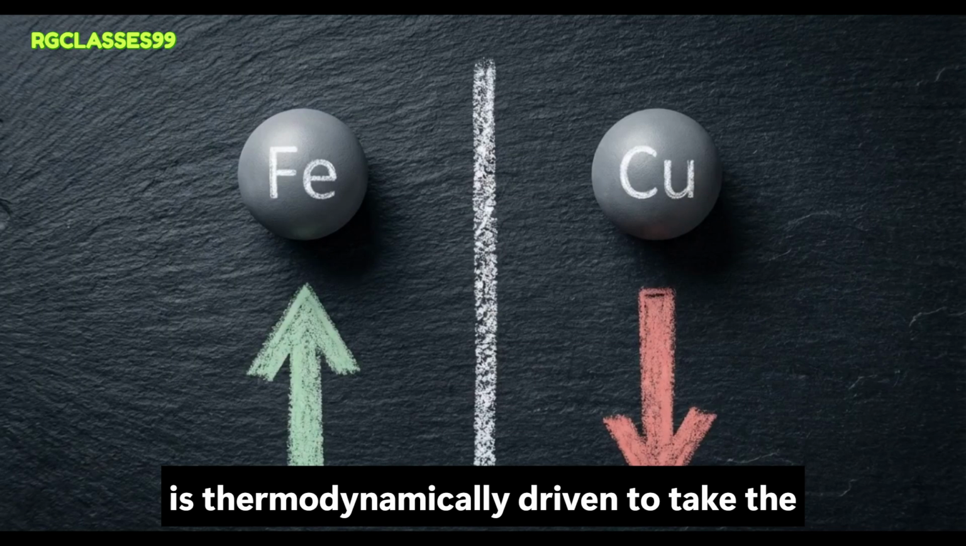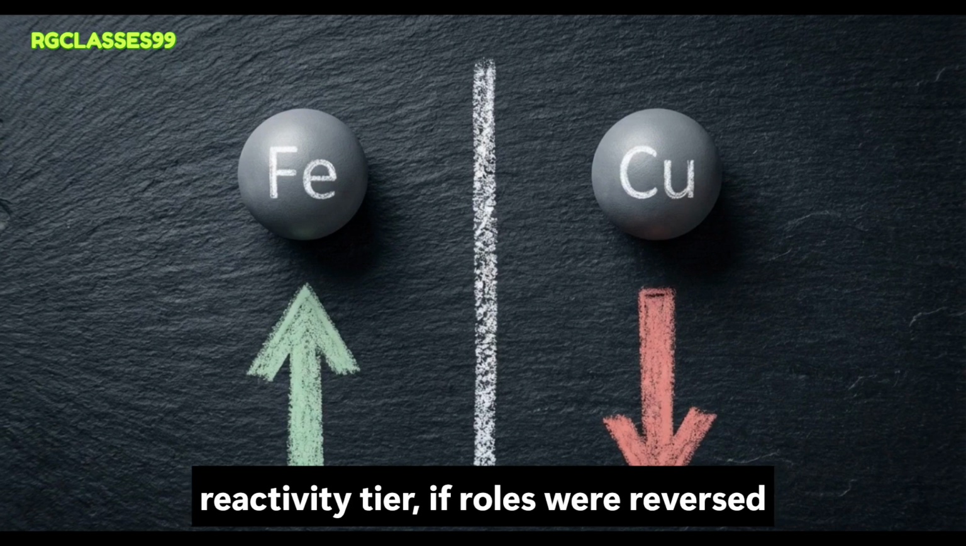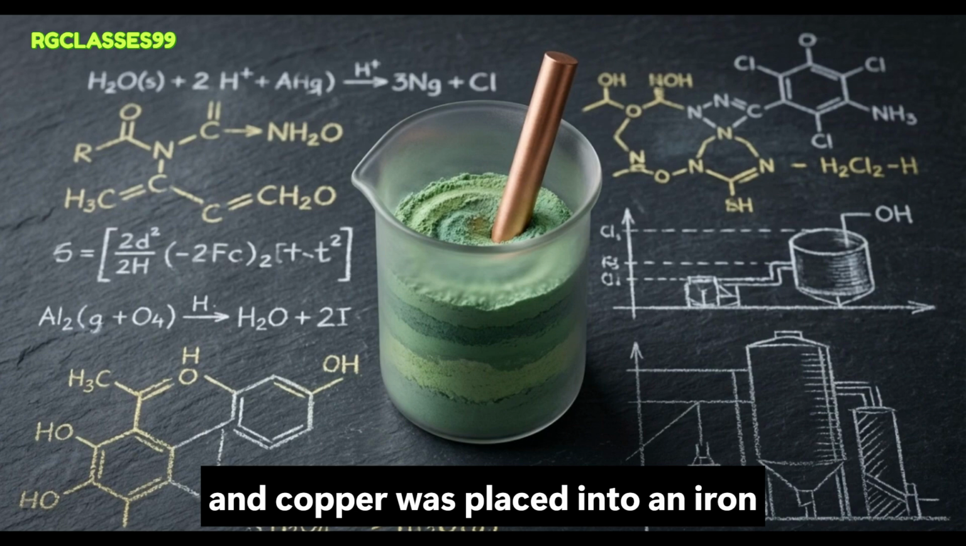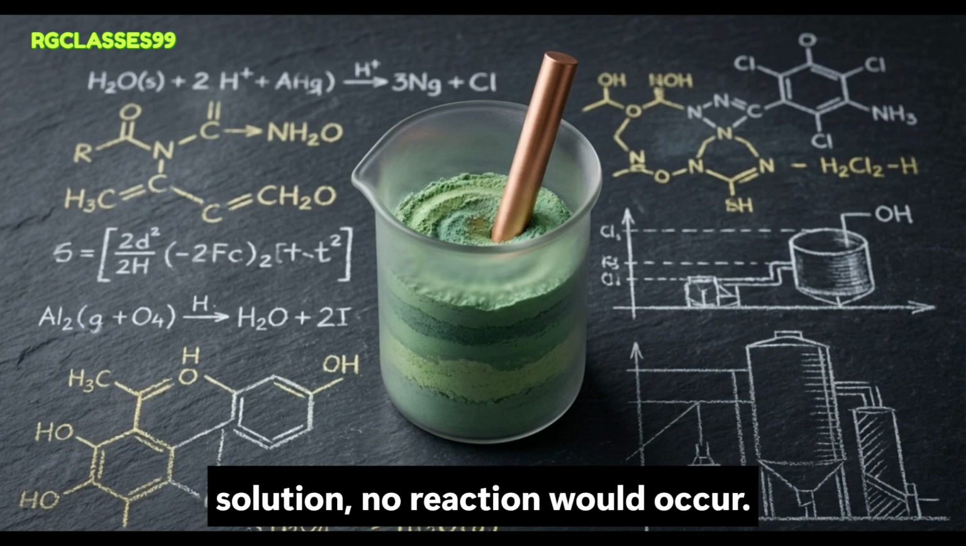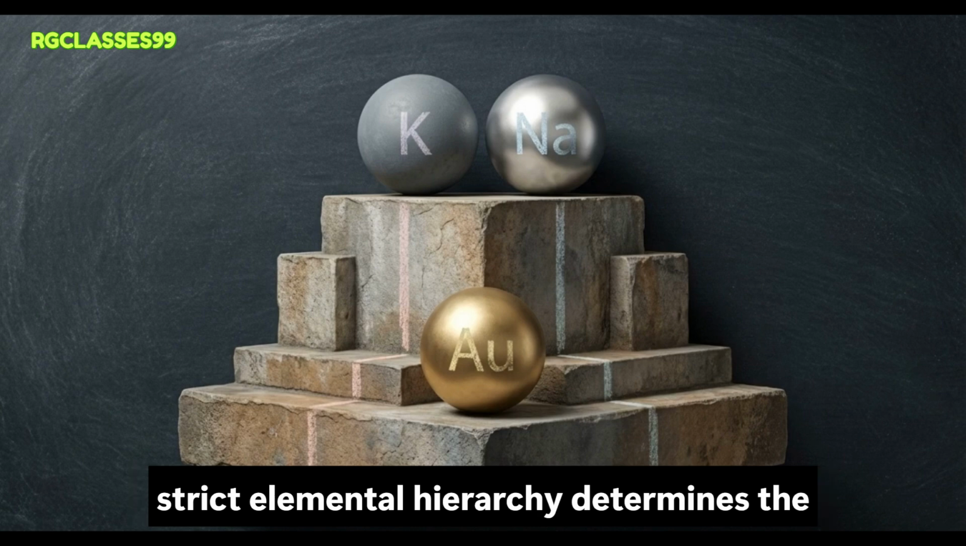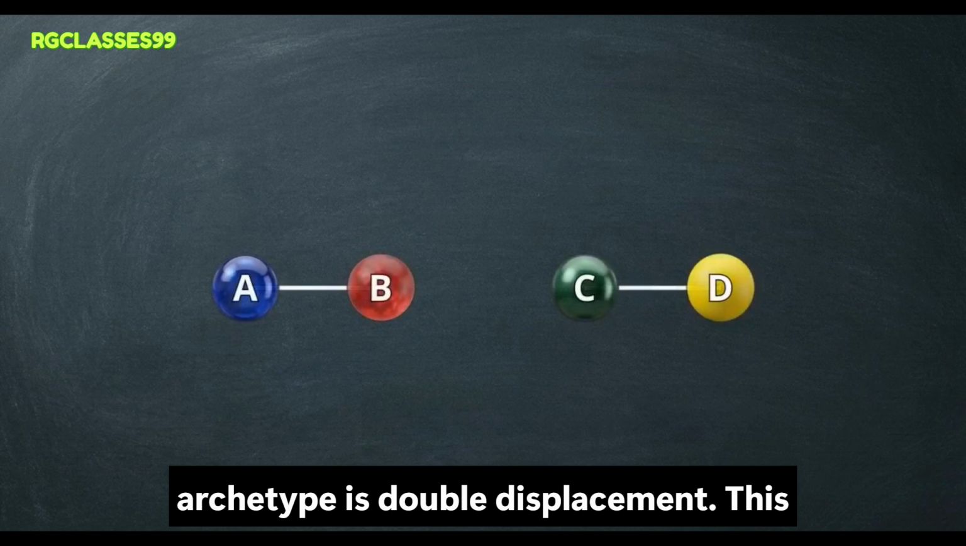Iron is thermodynamically driven to take the place of copper because of its higher reactivity tier. If roles were reversed and copper was placed into an iron solution, no reaction would occur. Displacement reactions demonstrate that a strict elemental hierarchy determines the outcome of these interactions. The final archetype is double displacement.